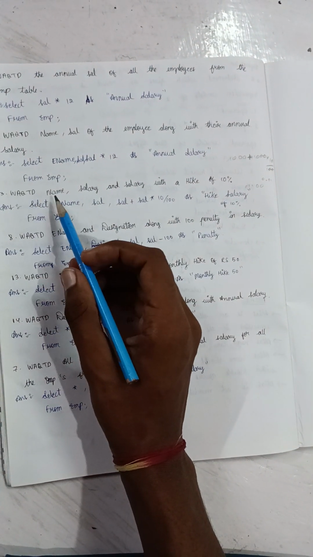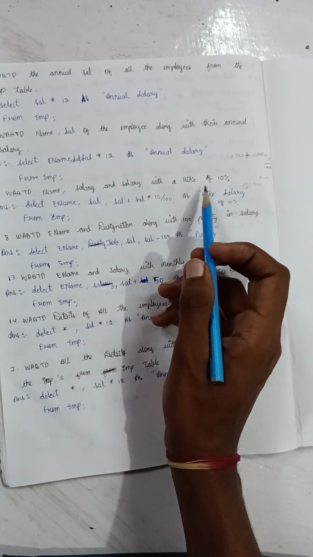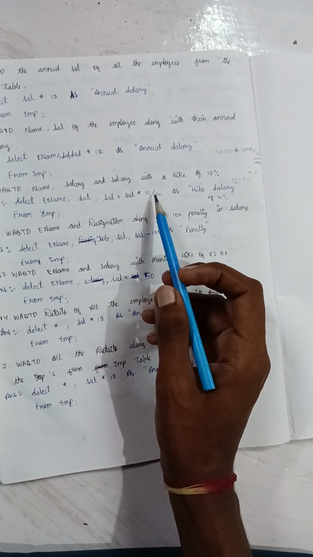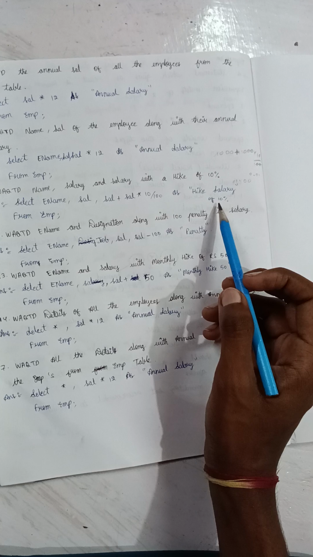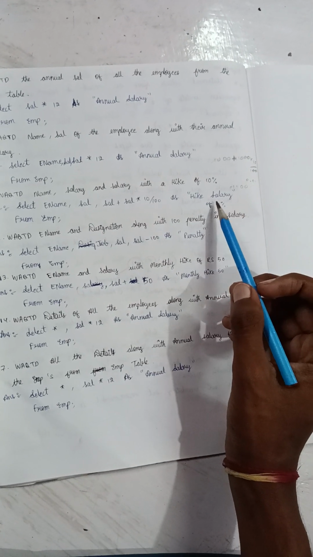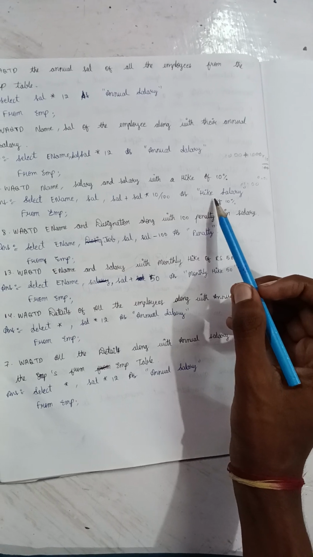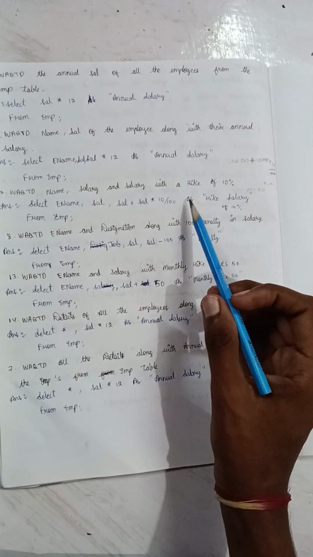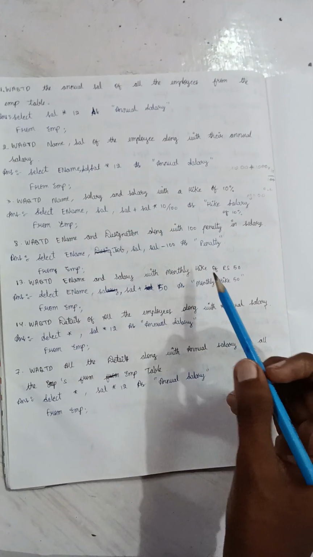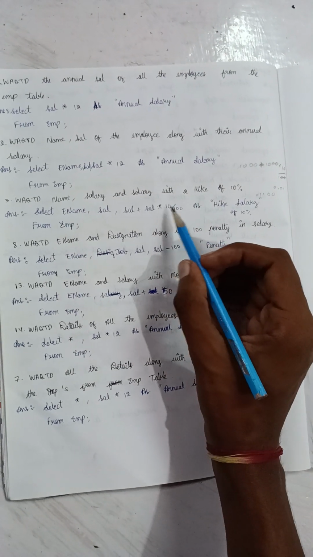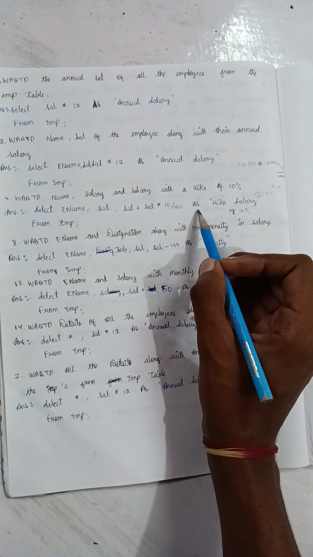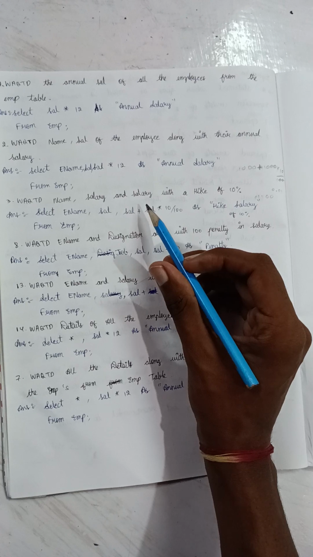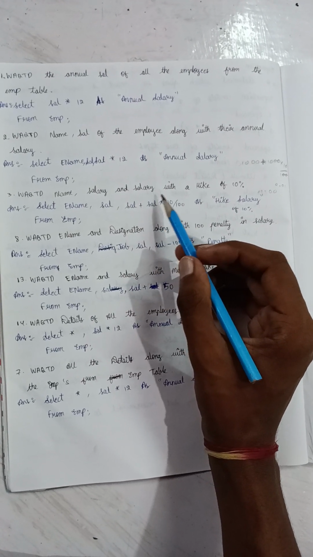So we get 1100. We have displayed ename, salary, salary plus salary into 10 by 100 as hike salary of 10%, because we want to give a unique name, so we use that. It should have a meaning related to the expression. Alias is not mandatory, but if we are performing an expression, then a name is given by default anyway.